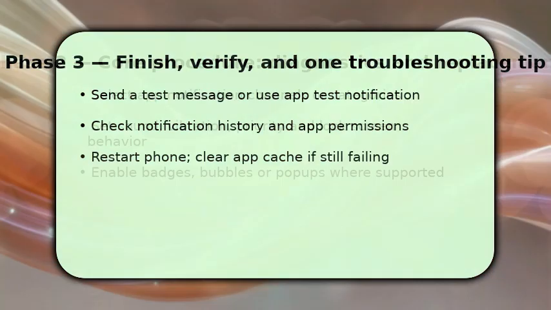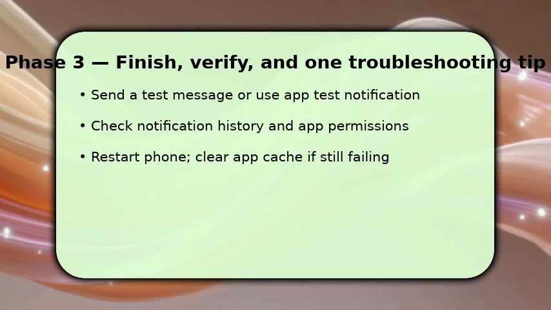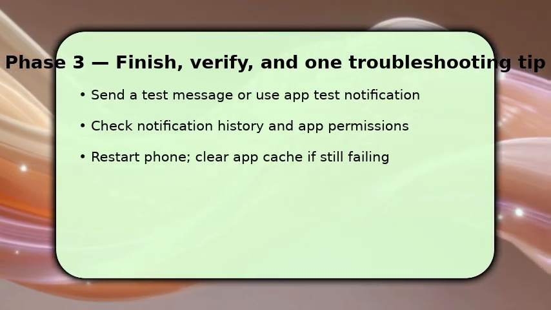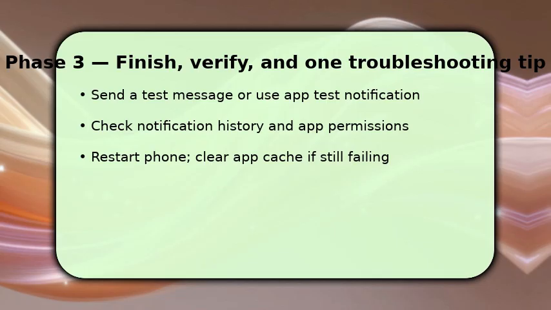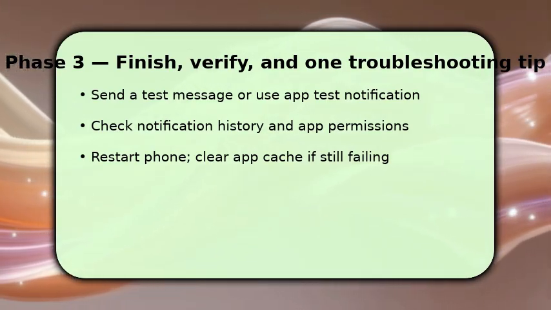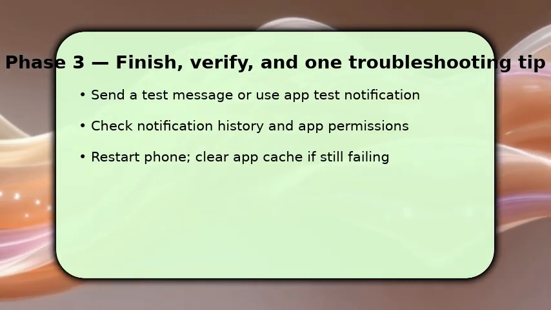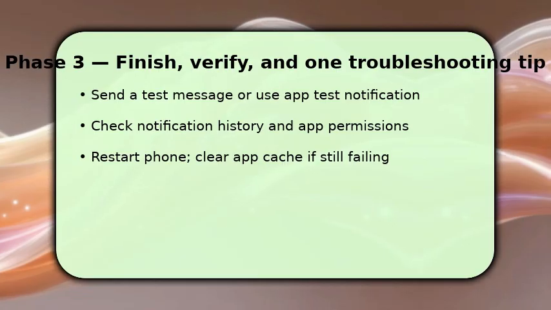You finish by testing. Send a test message or use the app's test notification feature and observe sound, vibration, and visual cues. If you miss it, check notification history and app permissions. Make sure notifications, background data, and auto start are allowed. If problems persist, restart the phone, then clear the app cache or reinstall.